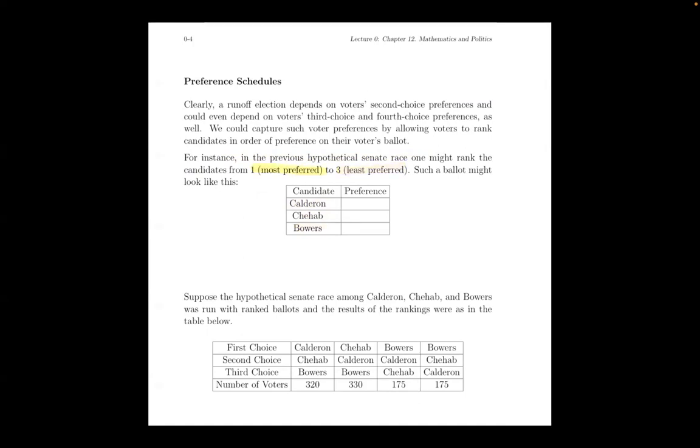And then we could say, okay, well, on my ballot, I can now say my most preferred candidate. I'm a Shihab voter, so I'm voting for Shihab. I don't like Calderon. My second choice is Bowers, and my third choice is Calderon. So that is one way that I might fill this ballot out, right?